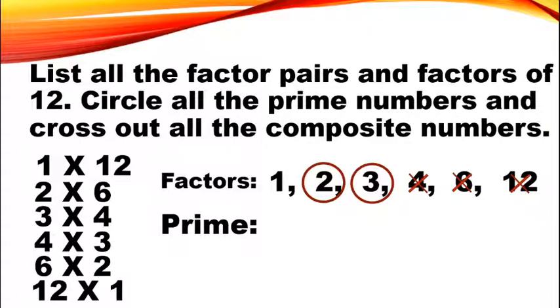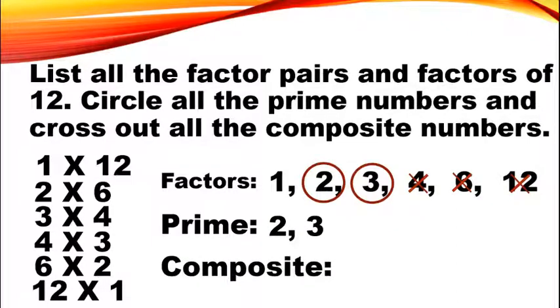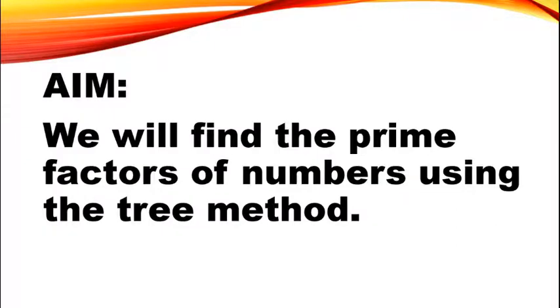So now we can identify what are the prime numbers and composite numbers of 12. So the prime numbers of 12 would be 2 and 3, while the composite numbers in 12 are 4, 6, and 12. So today we will find the prime factors of numbers using the factor tree method.